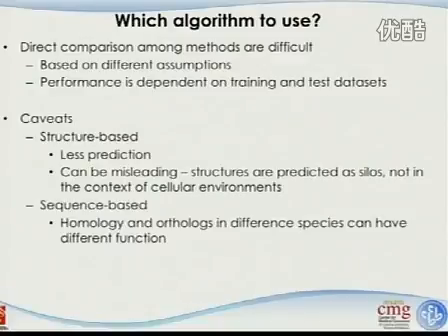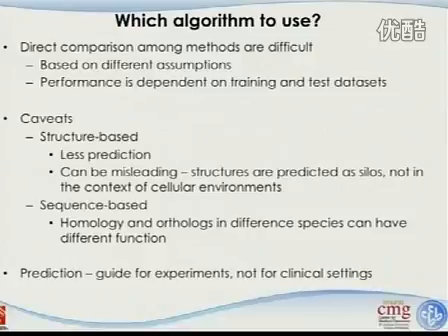For the sequence-based algorithm, the homologs and the orthologs in different species can have different functions, but this will be violating their assumptions. So sometimes because of this, the sequence-based algorithm is not really accurate as well.